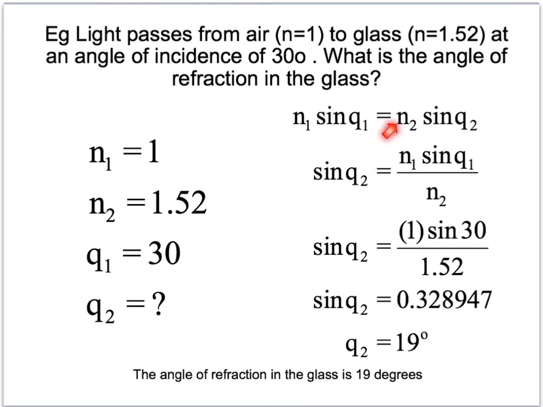We rearrange it by dividing both sides by n2, plug in the numbers, run it through a calculator. Now, one really important thing, this is the sine of the angle. You don't want that, you want the angle. So what you have to do is hit the inverse button on your calculator and hit sine again. And that will tell you what the angle actually is. Please, if you're having trouble, let me show you how to use the calculator.